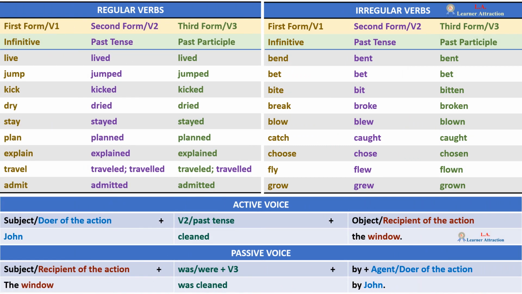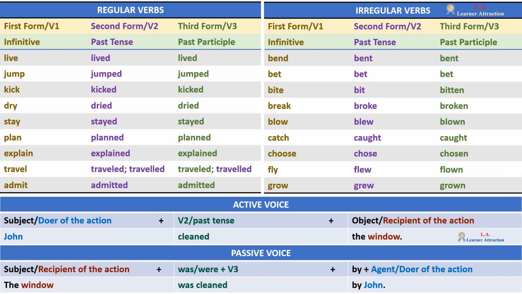Now let's look at the past tense of regular verbs. Verb 1, the base form, or the infinitive: live. Verb 2, or the past tense: lived. Verb 3, or the past participle: lived. Jump, jumped, jumped. Kick, kicked, kicked. Dry, dried, dried. Stay, stayed, stayed. Plan, planned, planned. Explain, explained, explained.